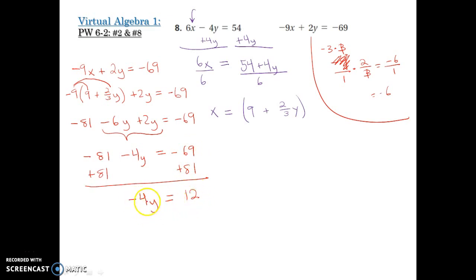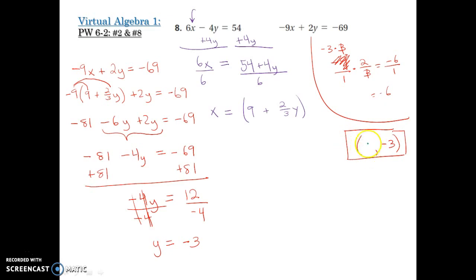Now this is negative 4 times y, so I'm going to do the opposite of times negative 4, which is divide by negative 4. And I have to do it to both sides of the equal sign. Negative 4 divided by negative 4 is positive 1, and 1y is y. And then 12 divided by negative 4 is negative 3. So I got half of my answer already. I'm going to make a little box right here for my answer to go in. Ordered pair, and I know the y value is negative 3.